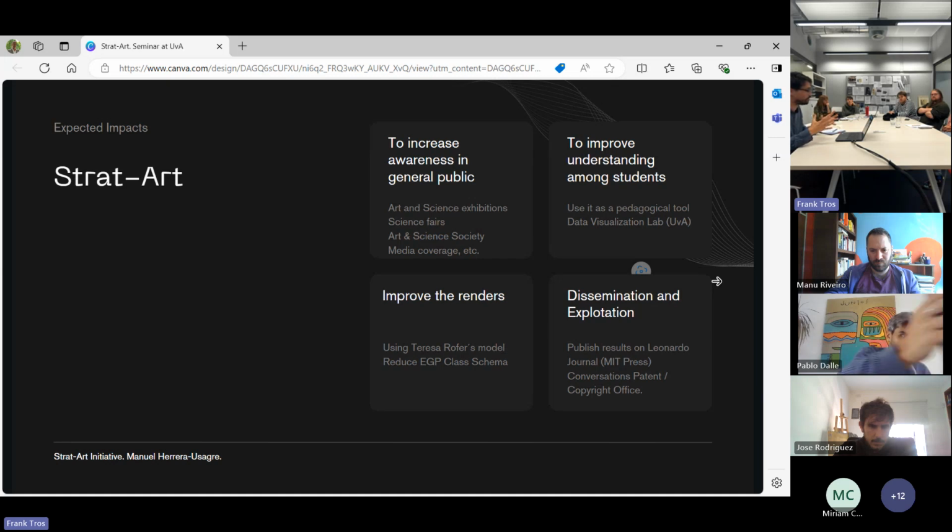And regarding dissemination and exploitation, we want to publish the results in journals. We want to publish in the Leonardo Journal, an art and science specialized scientific journal edited by MIT Press. There is also the Journal of Science Communication. And finally, we're in conversation with the Patent and Copyright Office of the University of Sevilla to see if this has an opportunity to do that. If not, it's just okay.